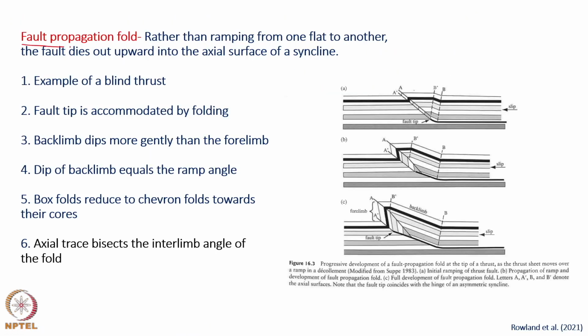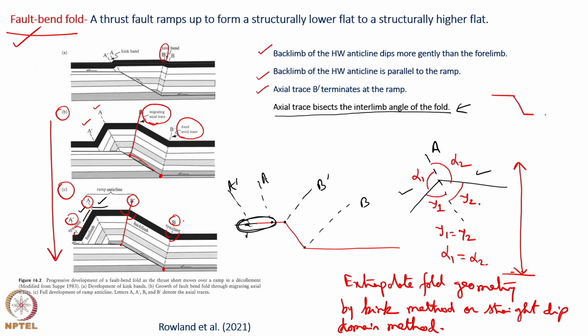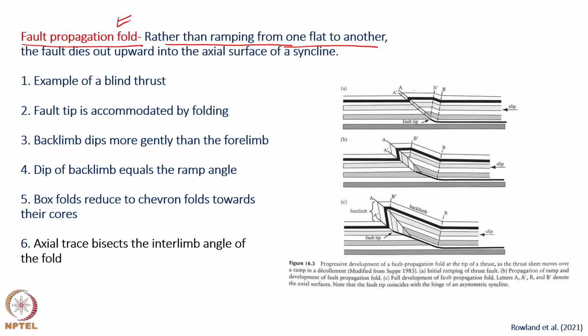Now, let us look at the other variety of folding in association with ramp and flat, and it is called fault propagation folding. In this case, rather than ramping from one flat to another, which was the case with fault bend fold, that does not happen. What happens here? The fault dies out upward into the axial surface of a syncline. This is the fault tip and this has not reached the surface. So, we can call this at this position a blind fault.